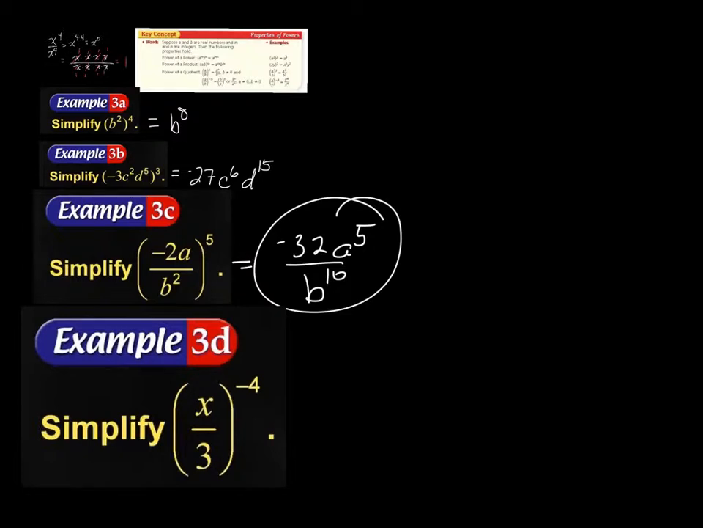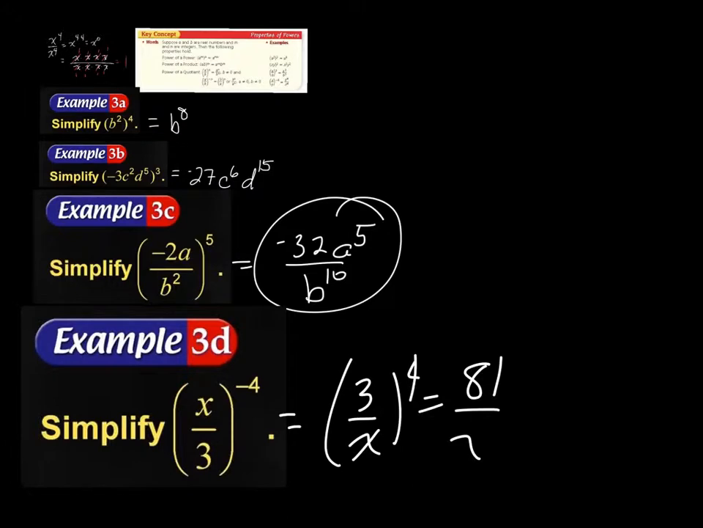Negative exponent means reciprocal, so this would be the same as 3 over x to the 4th. 3 to the 4th is 81 over x to the 4th. So negative exponent is reciprocal. It doesn't change the sign of our number.